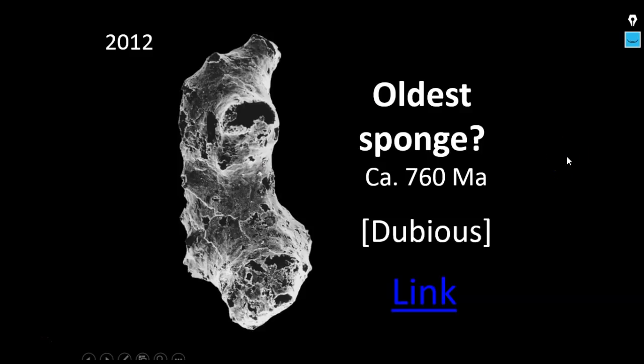Well, as with everything in this course, the further back in time we go, the sketchier the evidence gets. So this is a relatively dubious thing. It's sort of like a sponge. This is the earliest purported actual fossil of a sponge. This is a paper from 2012. You can check the link out in the PDF. This is at 760, so this puts us right dead in the middle of that interval of glaciation.